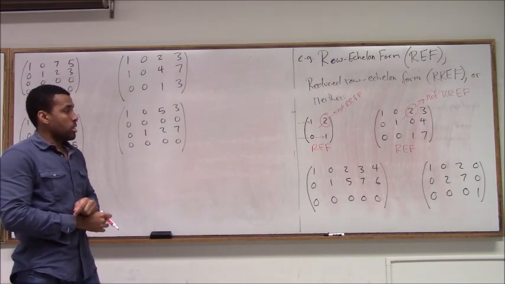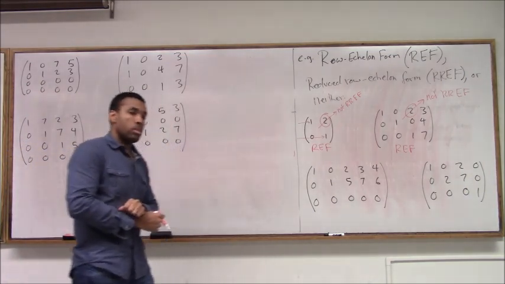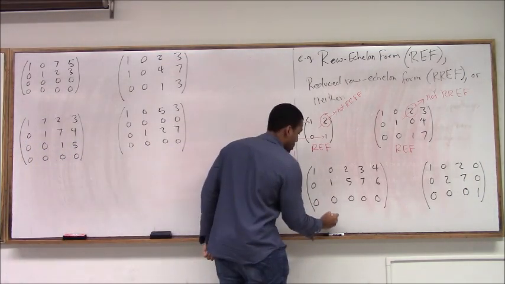Okay, what about this one, the third one? That's reduced row echelon form.